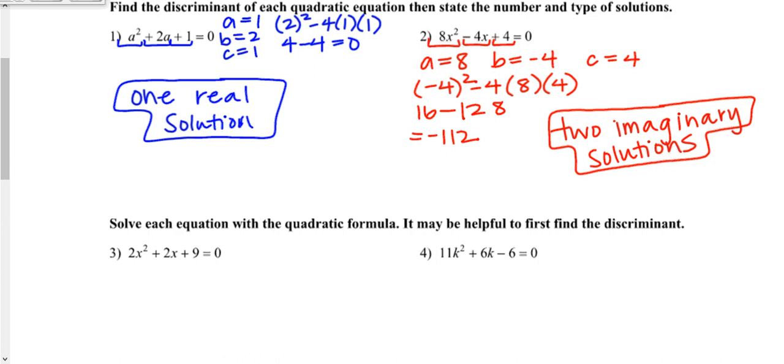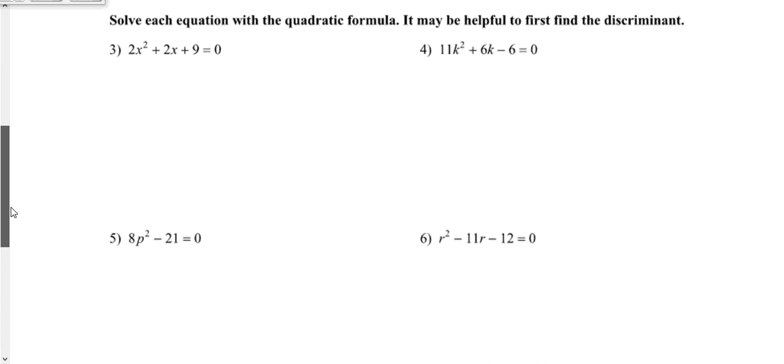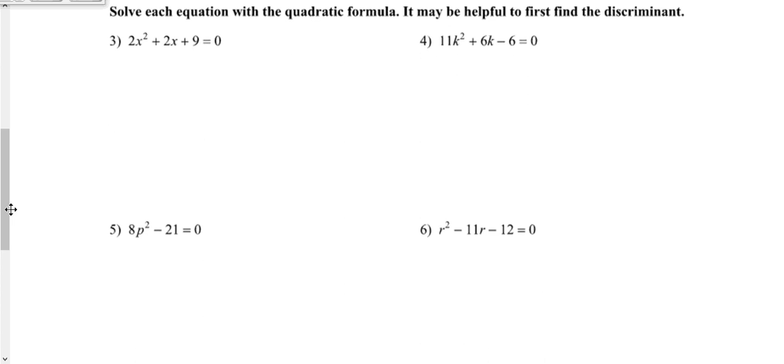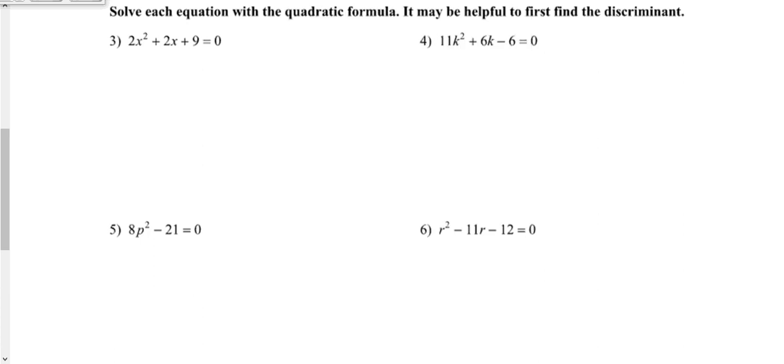Alright, now that we know how to do the discriminant, let's move on to finding the answers for the quadratic formula. The first one, I'm first going to start by finding my discriminant. It's going to help me out a lot. My a value is 2, my b value is 2, and my c value is 9. So b squared minus 4ac looks like this.